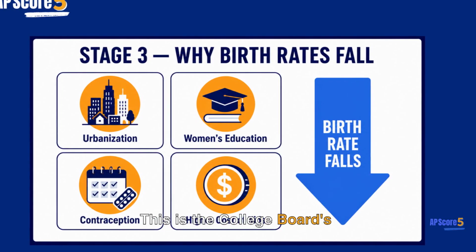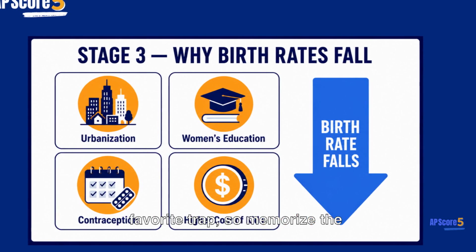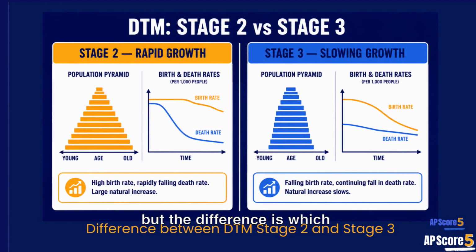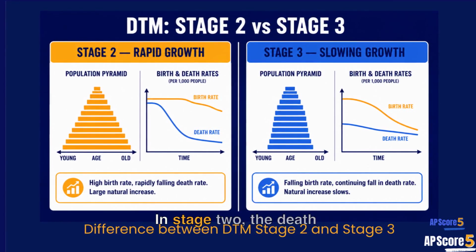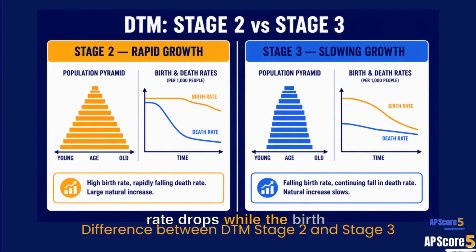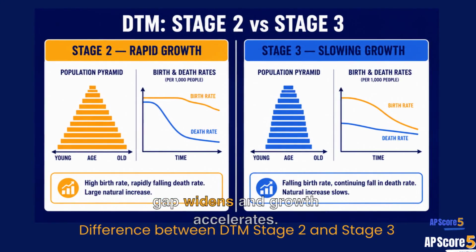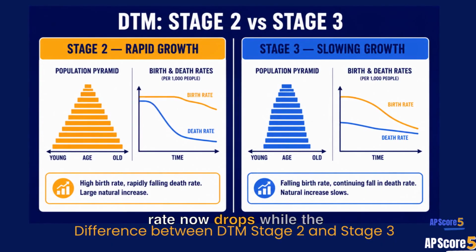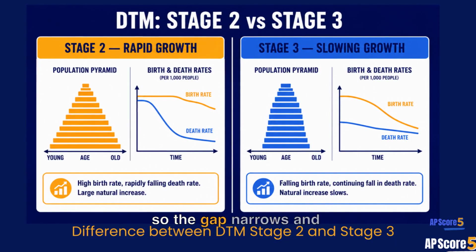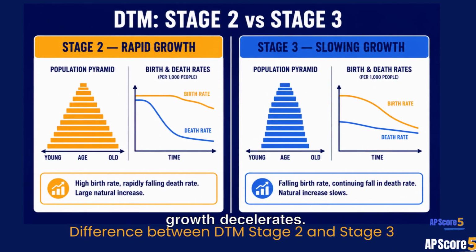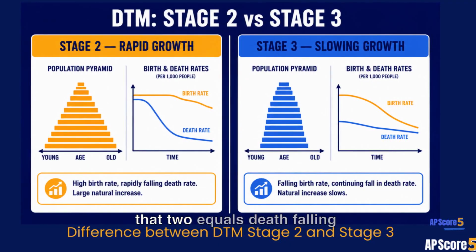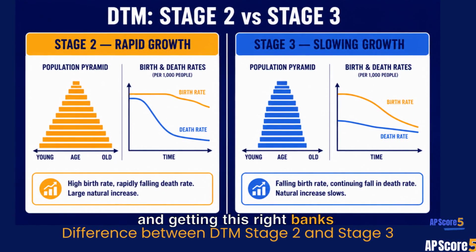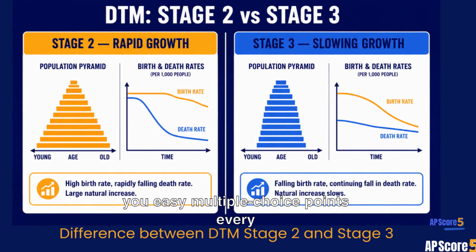This is the College Board's favorite trap, so memorize the distinction. Both stages show population growth, but the difference is which rate is actively moving. In Stage 2, the death rate drops while the birth rate stays high, so the gap widens and growth accelerates. In Stage 3, the birth rate now drops while the death rate is already low, so the gap narrows and growth decelerates. The simple memory hook is that 2 equals death falling and 3 equals births falling, and getting this right banks you easy multiple choice points every time.